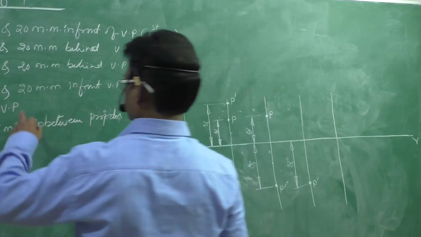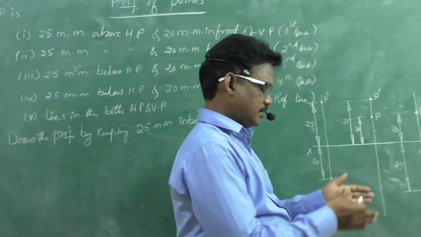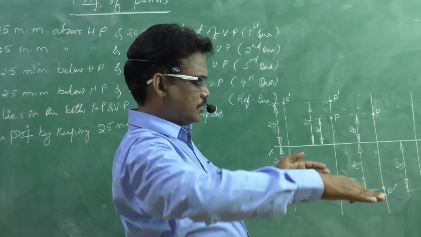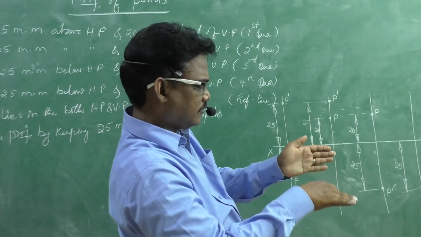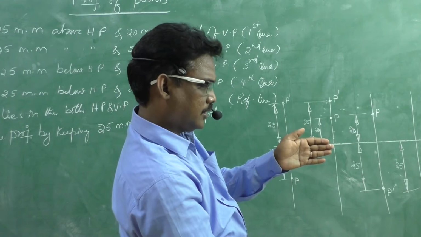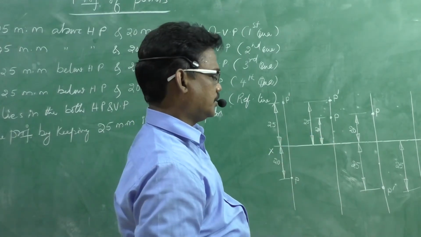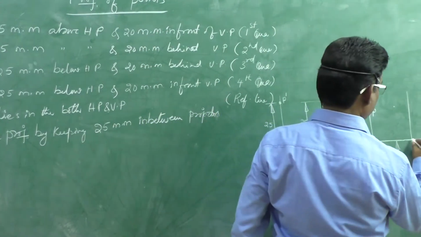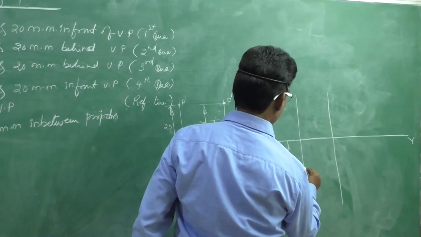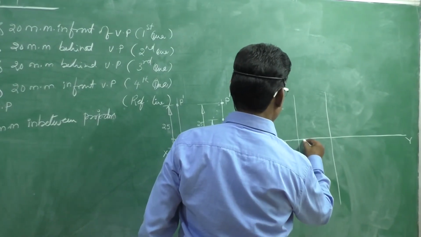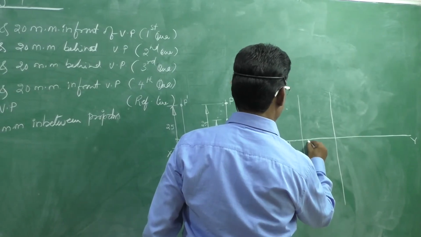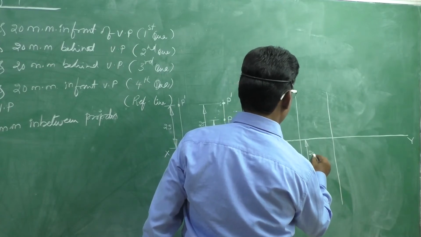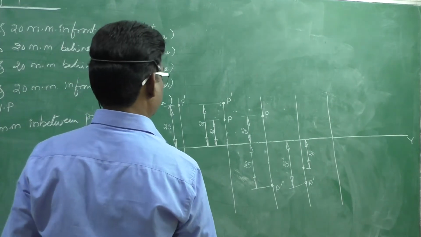Right. Next, 20 mm in front of VP. In front of VP, it is visible in the top view, and after the rotation of the horizontal plane, this 20 mm will go down, and the projector of the point P in the top view exactly overlaps on the projector of the front view at 20 mm. You need to mark it. Okay, let it be 20, and this is 20 mm. Right. Next one. This is P.